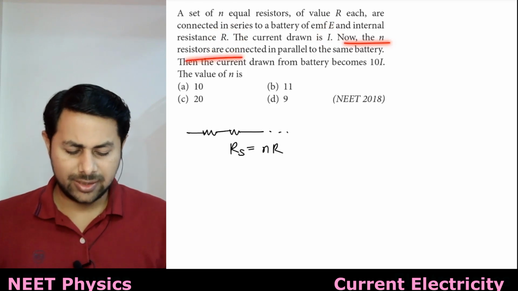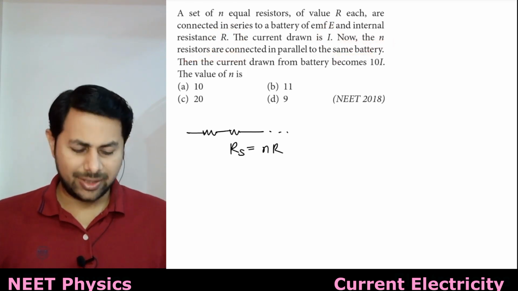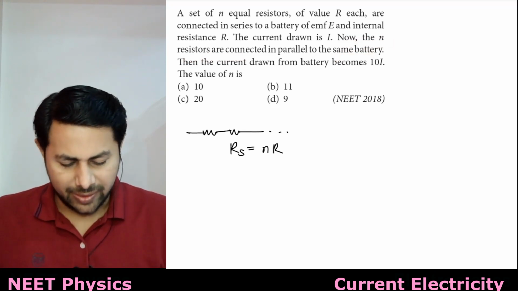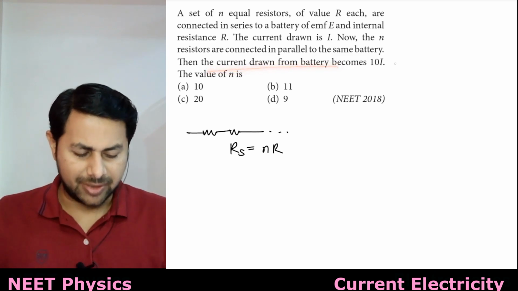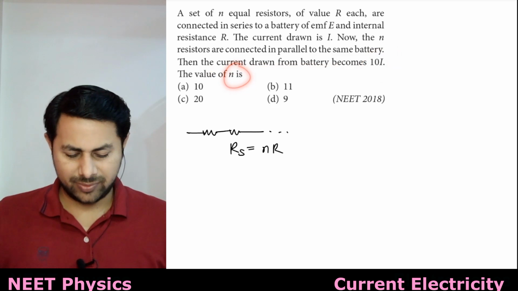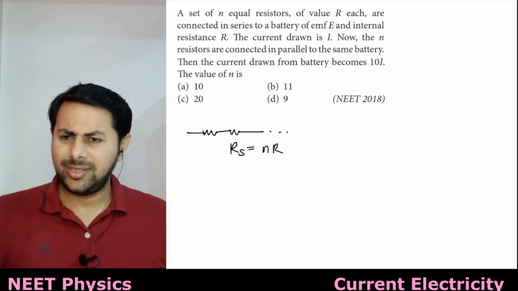Now, if n resistors are connected in parallel to the same battery, then the current drawn from the battery becomes 10I. Now it becomes 10I. So what's the value of n? Okay, the value of n is, so again this is a simple question.